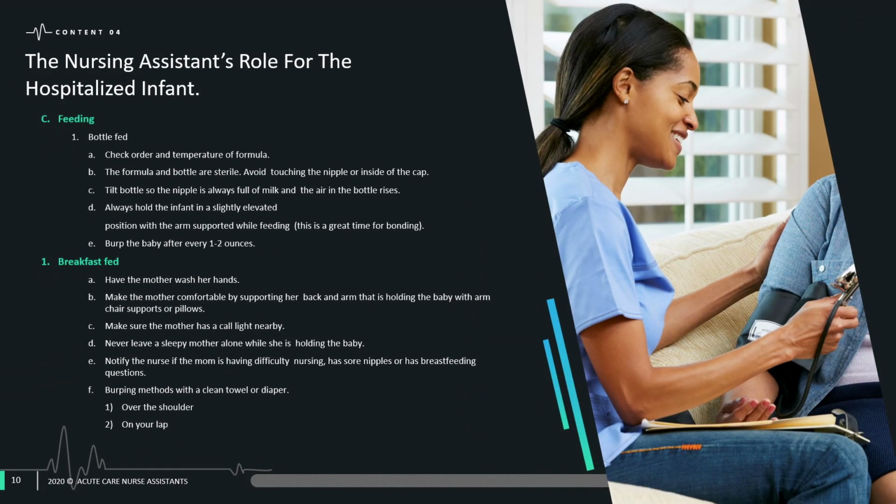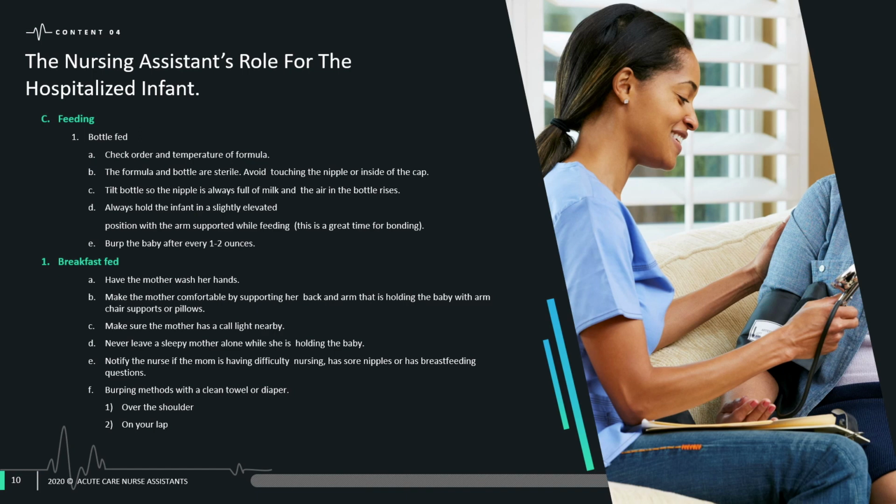Feeding. Bottle fed: check the order and temperature of the formula. The formula and bottle are sterile, so avoid touching the nipple or inside of the cap. Tilt the bottle so the nipple is always full of milk and the air in the bottle rises. Always hold the infant in a slightly elevated position, with the arm supported while feeding. This is a great time for bonding. Burp the baby after every 1 to 2 ounces.